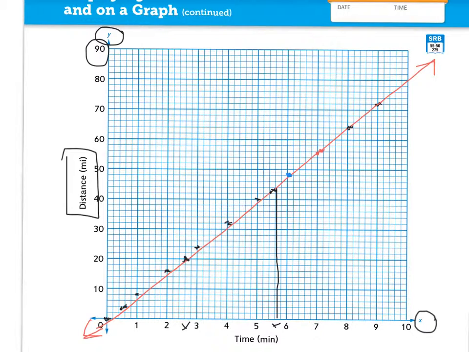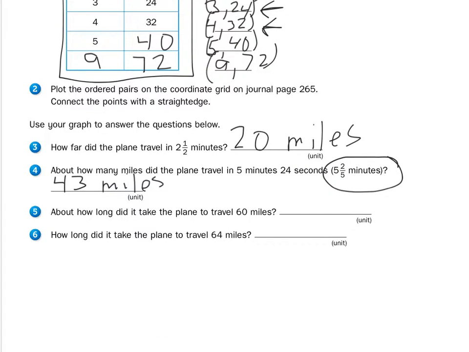And Mrs. Stam and I will give you one way or the other. So we'd give you 42 or we'd give you 44 on that one. Okay, so for 5 2/5, again, it would be 43 miles. Question 5 says about how long did it take the plane to travel 60 miles?